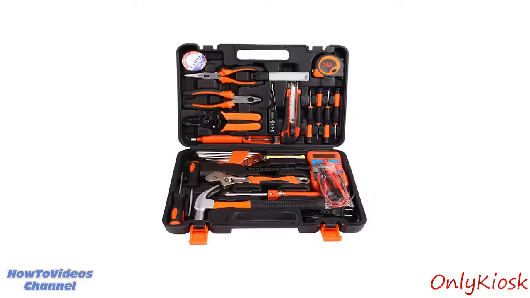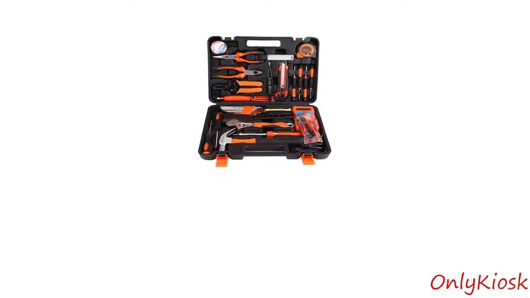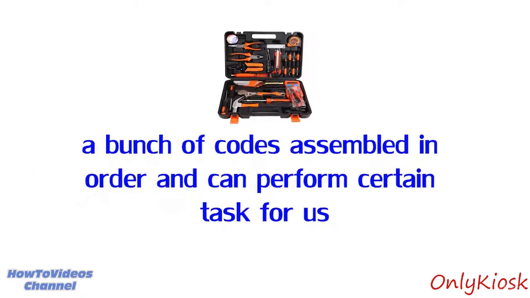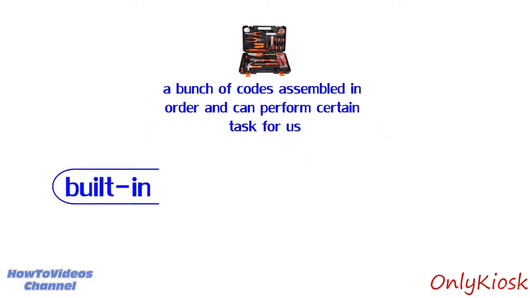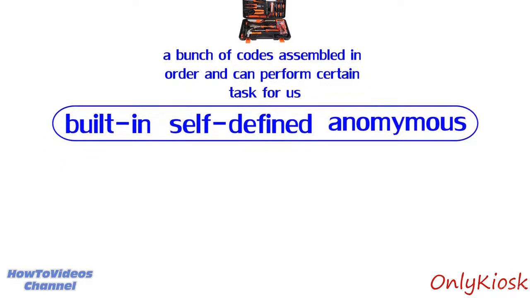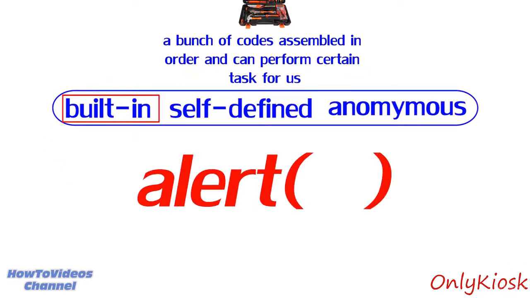During our previous lessons, we've been using a function called alert in class demonstrations. In this lesson, we'll learn what function is and how to use it. A function is a bunch of codes assembled in order and can complete certain tasks for us. There are three kinds of functions: built-in function, self-defined function, and anonymous function. The alert function we've been using is a built-in function.